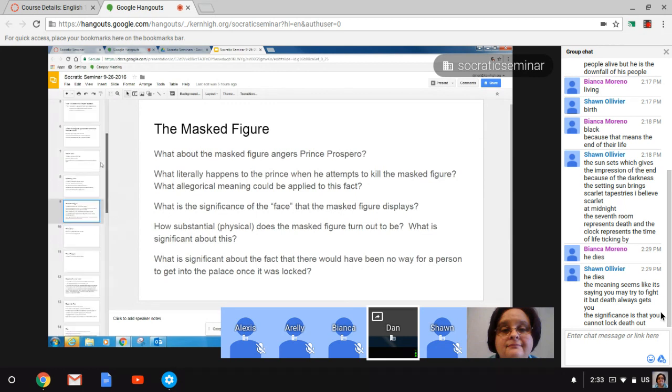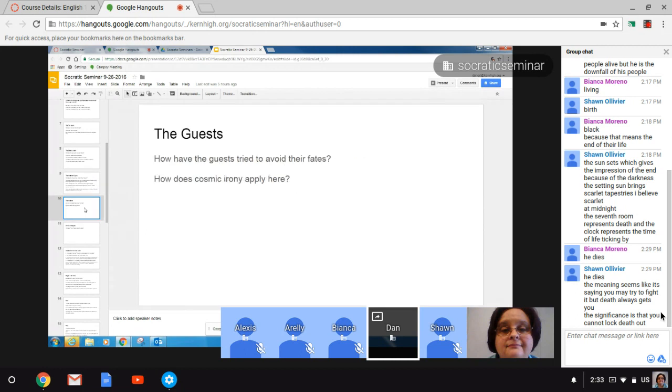So that's why the lock on the door is so important. That's why Poe puts that detail in there, because he wants to emphasize the fact that this masked figure is not just some regular person wearing a mask, but is death itself. Okay, so how have the... And Sean has added the significance is that you cannot lock death out.